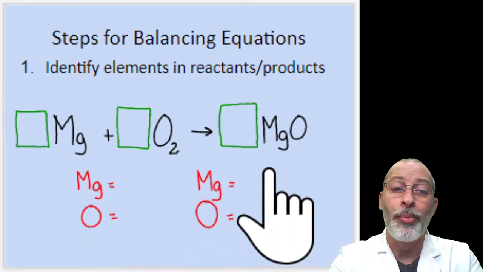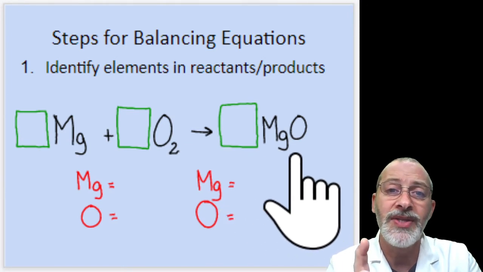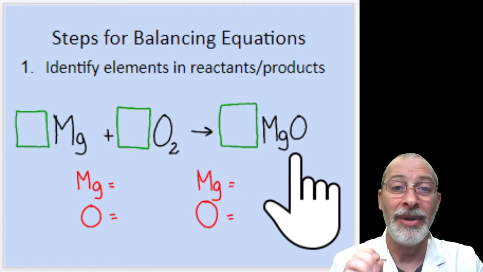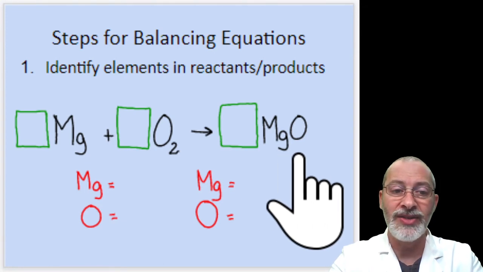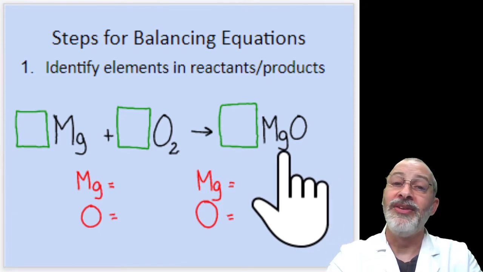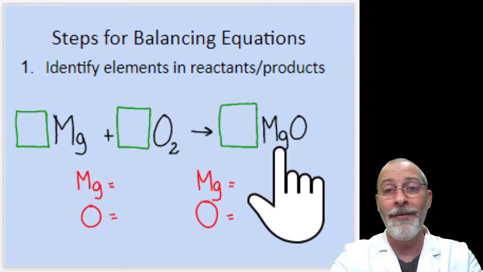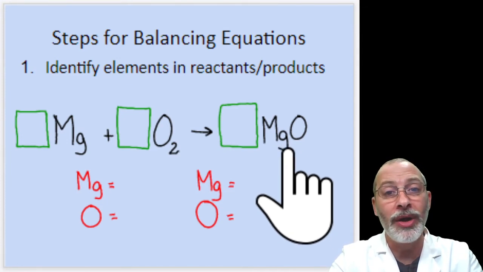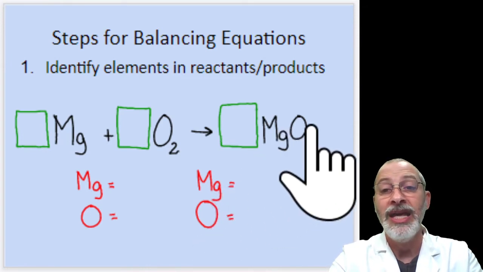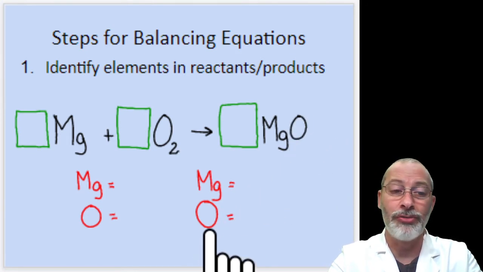Now we go to the product side of the reaction. And again, remember what this step is asking you to do. It's asking you to identify the elements. Yes, we recognize that this MgO is a compound, but this compound is made of 2 elements. How do you know that? Well, capital M, lowercase g, is the symbol for magnesium. So you write it down. Capital O is the symbol for oxygen. So you write it down.